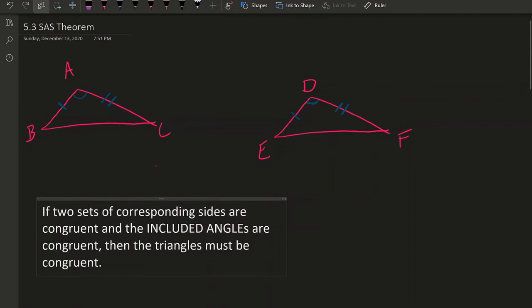Okay, so you'll notice I typed included angles in all caps. That's very important. If we say that we have 2 sides, the included angle has to be the angle that's in between them. It has to be like this, right here. If this is true, we have a side and then an angle and then a side. We have a side and then an angle and then a side. So that's the SAS theorem, the side angle side theorem.